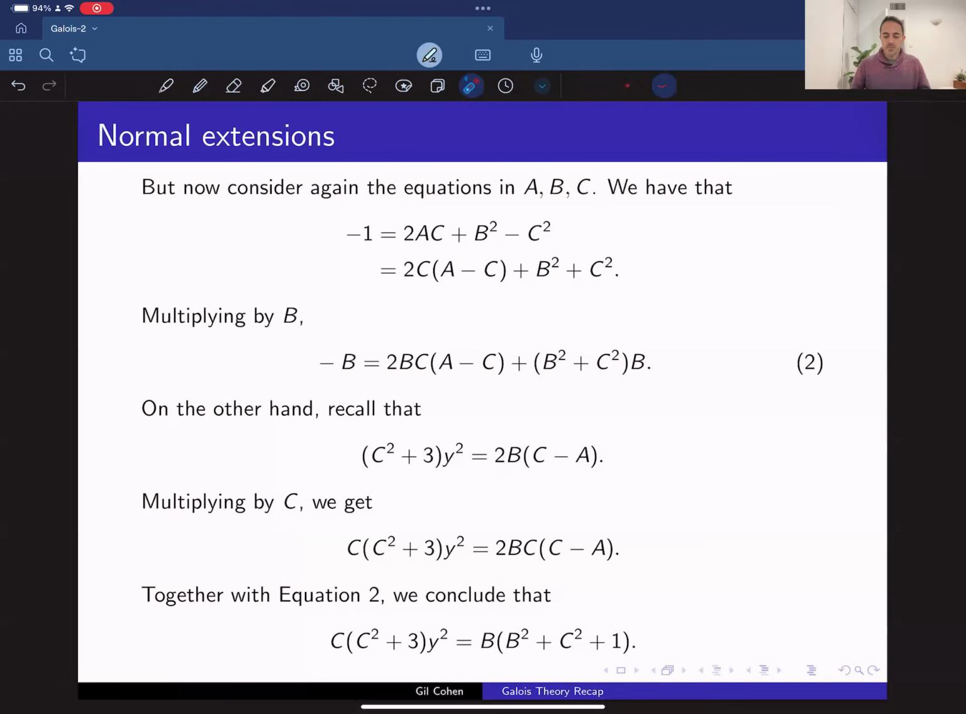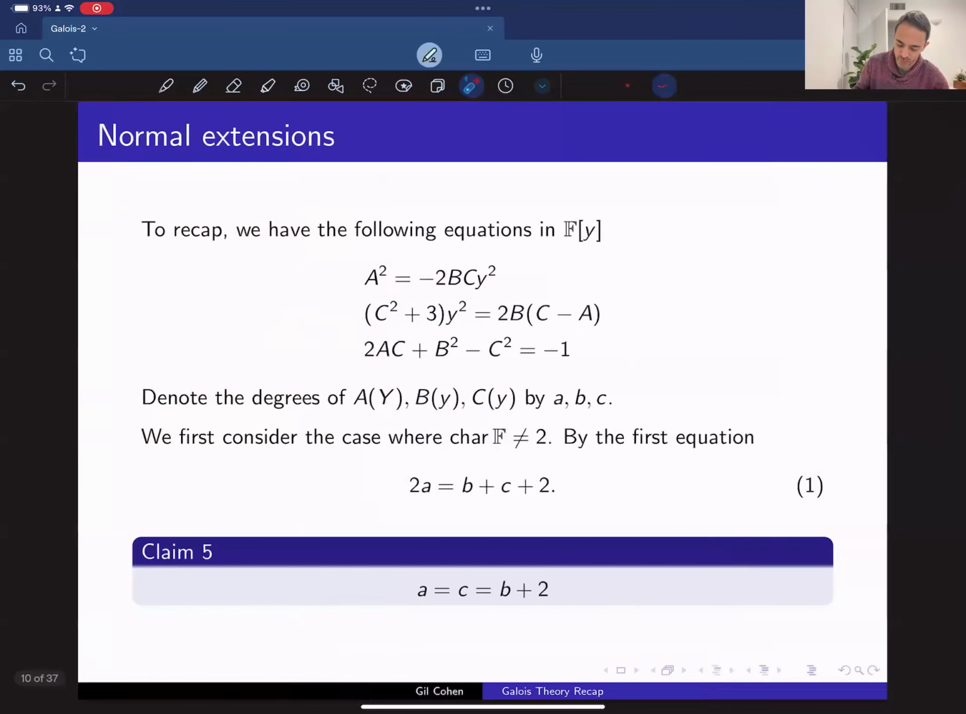And so let's move on. So now let's consider again the equations in the polynomials, not just the degrees, because I want to play with them a little bit and then go back to the degrees. So we had this equation before. I think it's the third equation.